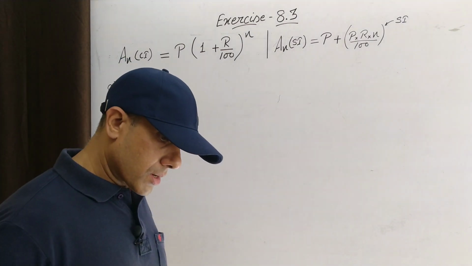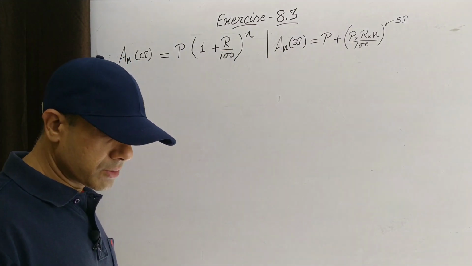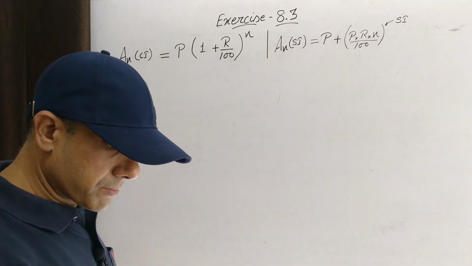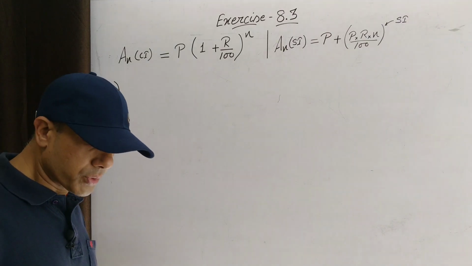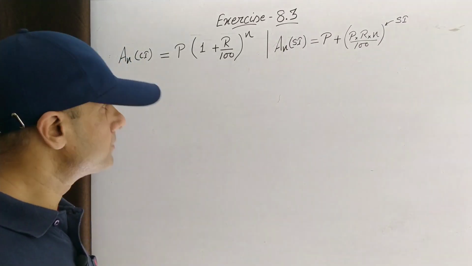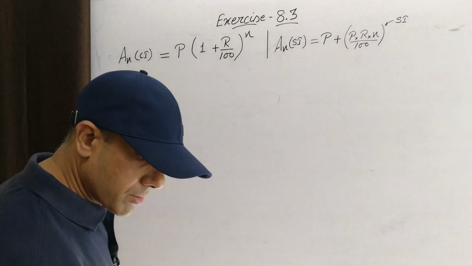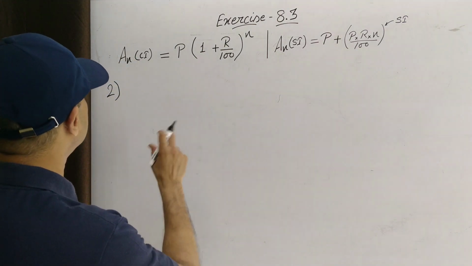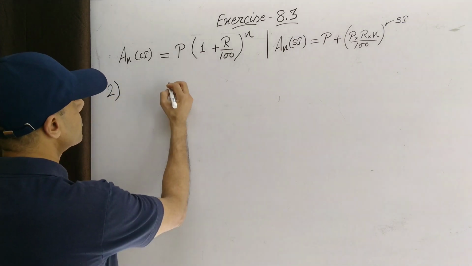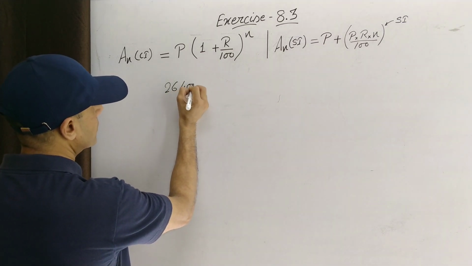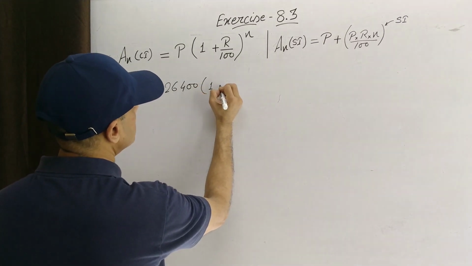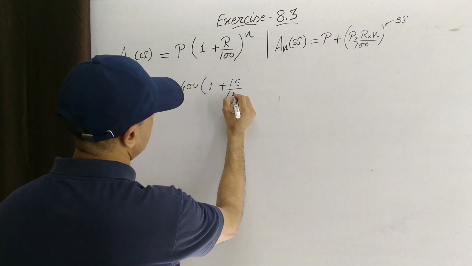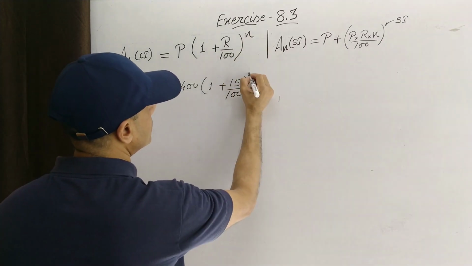Question number 2. Kamla borrowed 26,400 from a bank to buy a scooter at the rate of 15% per annum compounded yearly. What amount will she pay at the end of 2 years and 4 months to clear the loan? So, let's calculate the amount to be paid at the end of 2 years, which is by compound interest. So, principal amount 26,400, and this is at the rate of 15% per annum, and this is for 2 years.